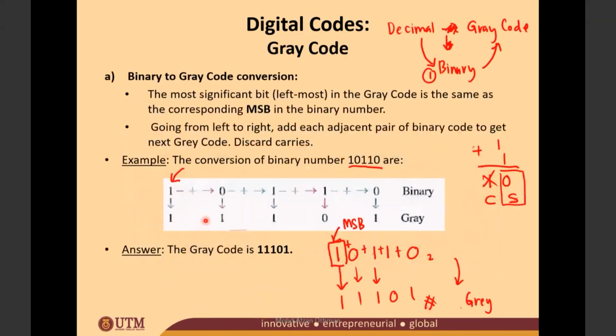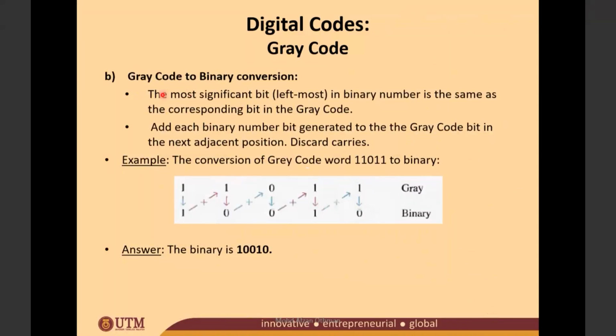Okay, now we're going to convert back. Okay, kamu ada gray code. Kamu nak decode supaya kamu dapat binary number or decimal number. Okay, so macam mana nak buat? Okay, from gray code to binary conversion. Okay, first, the most significant bit, sama juga, MSB, in binary number is the same as the corresponding bit in the gray code.